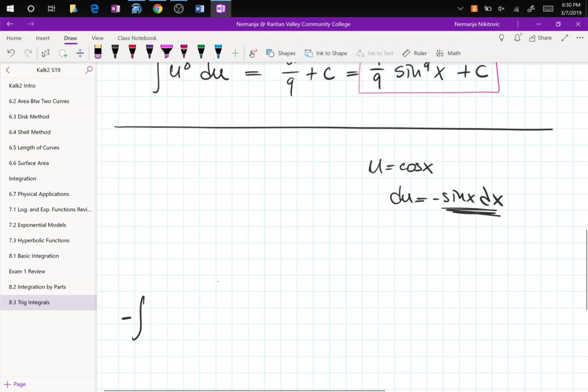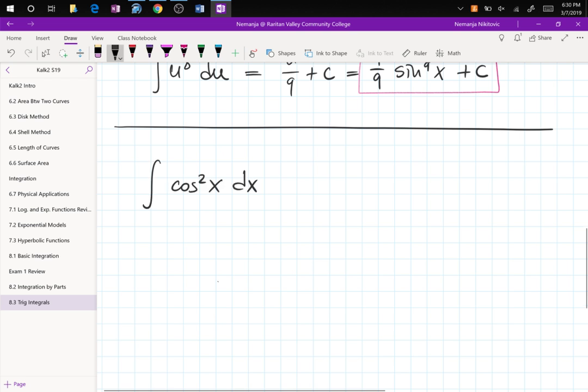So what are we going to do now? Well, the next problem is the problem that you have to have seared in your brain, because this problem is going to be part of other problems. And that problem is the integral of, let's say, cosine squared x dx. You need to be able to do this in your sleep.